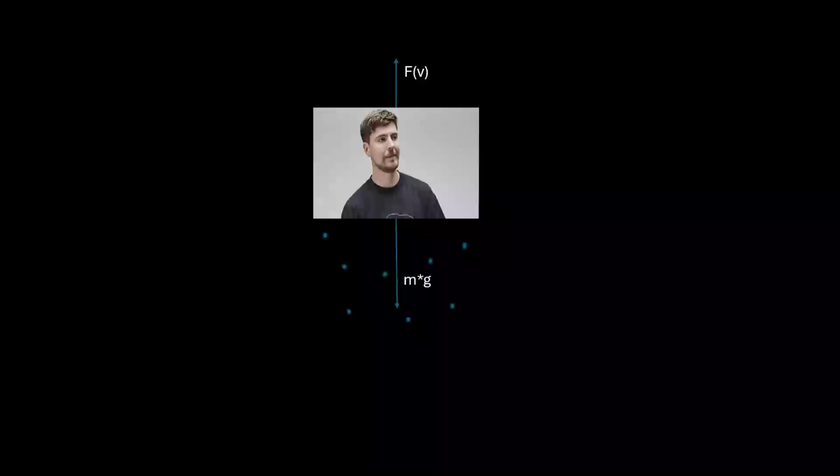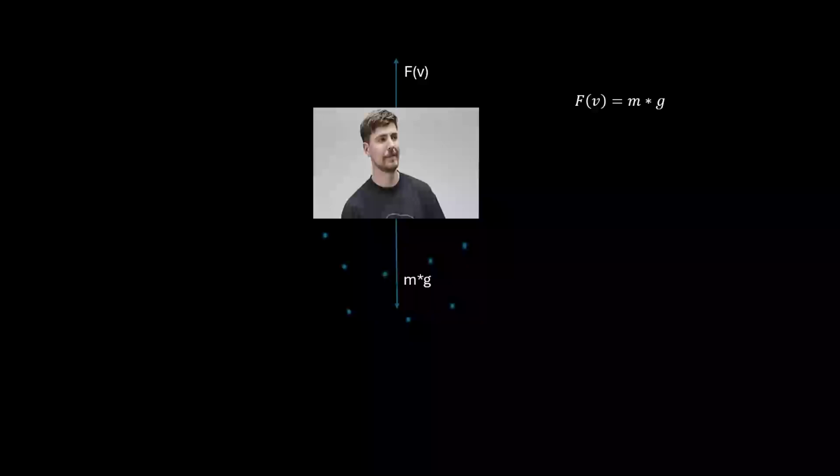Now, let's go over what terminal velocity is. The concept of terminal velocity is just some velocity that you will reach such that no additional change will be made to that velocity. That only happens when your sum of forces equals 0, when f of v, some drag force with respect to velocity, is equal to the mass times gravitational acceleration downward.